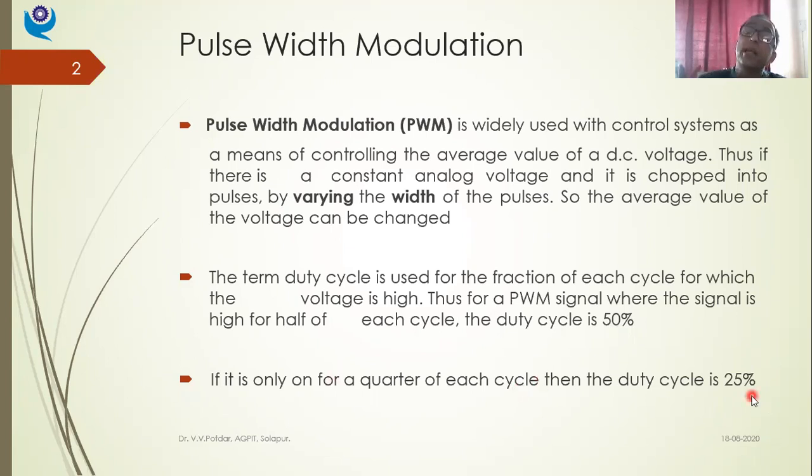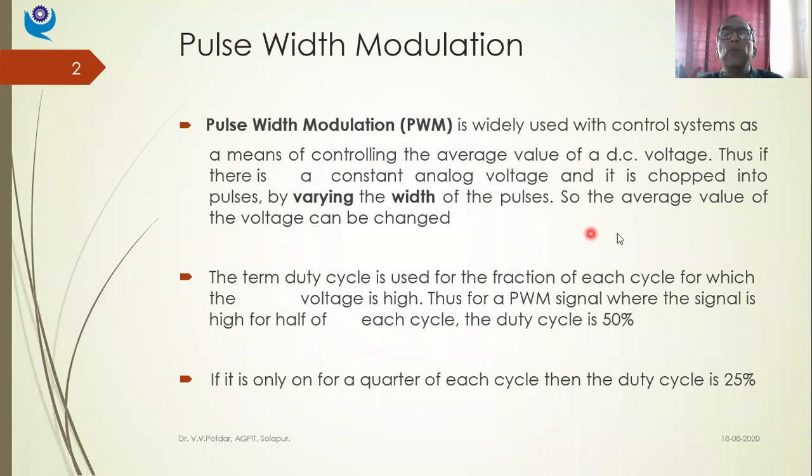How I decide whether I want 25% or 50% is based on how much amplification or attenuation I want. That will decide the duty cycle. Okay, so these are the two modulation techniques we should know.